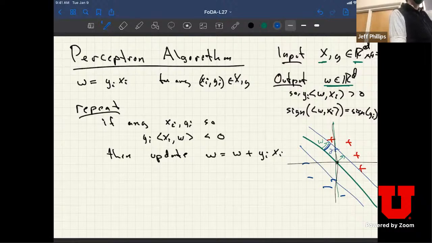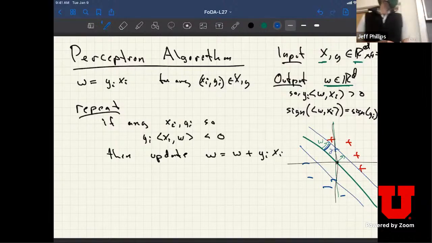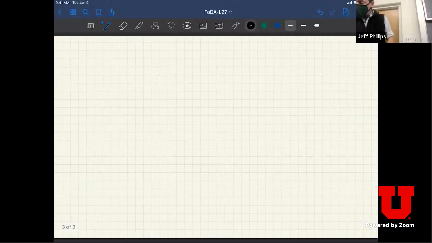That's all I need in order to see if it classifies, if it's a classifier. So what we want to think about today is, what if it's not linearly separable? What if I can't find a linear separator?